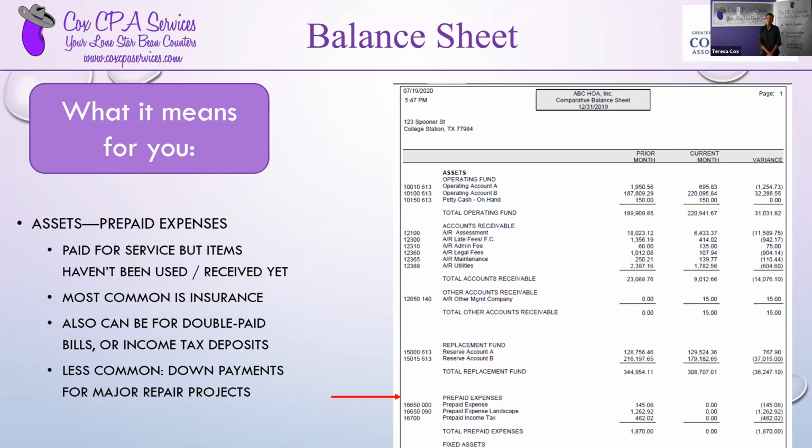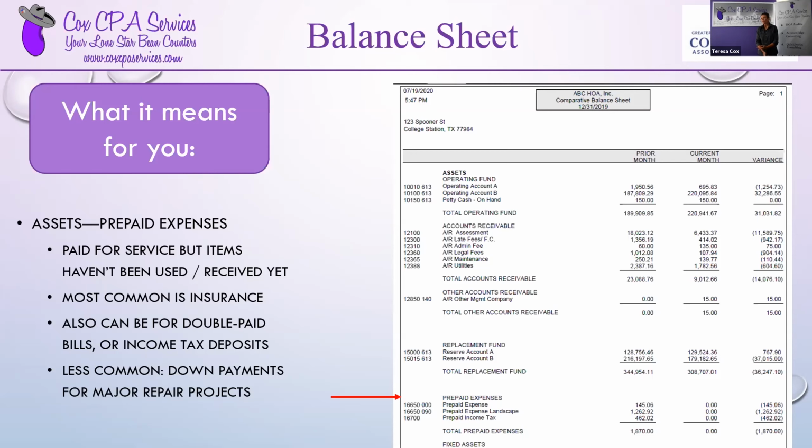Okay, and then we have prepaid expenses next. So the most common prepaid expense is insurance. So if you pay your insurance bill on July 1st and your policy goes from July 1 to June 30, by December 31st, you've only used half of that premium or policy. So the other half is prepaid. So that's why you end up with prepaid insurance quite a bit.